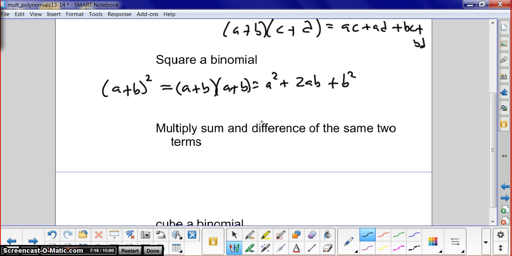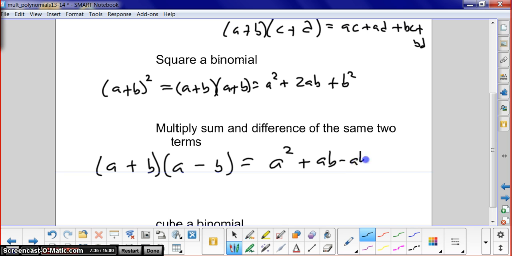Multiply the sum and difference of the same two terms. That would be an example of, hey, I have these terms a and b. I want to multiply the sum and the difference of these two terms. And if I do multiply that out, double distribute, I end up with a squared plus ab minus ab minus b squared. And you see when I combine my like terms, the middle terms cancel out. Isn't it amazing? One positive, one negative, they cancel. So I end up with a squared minus b squared.